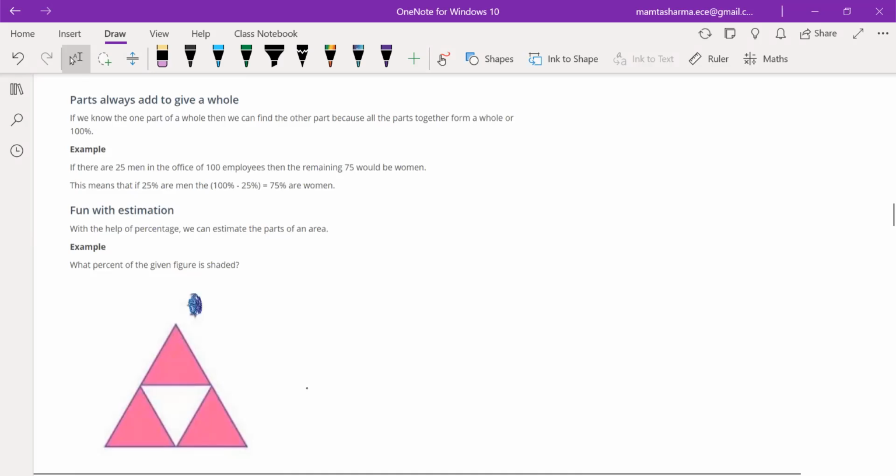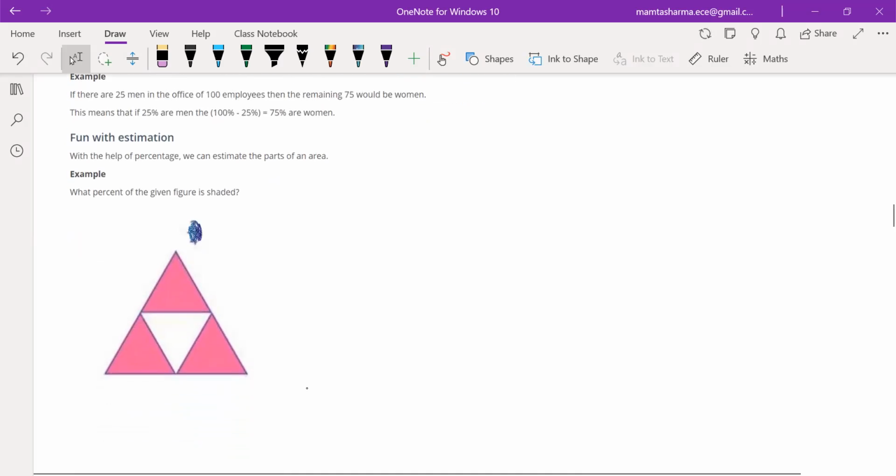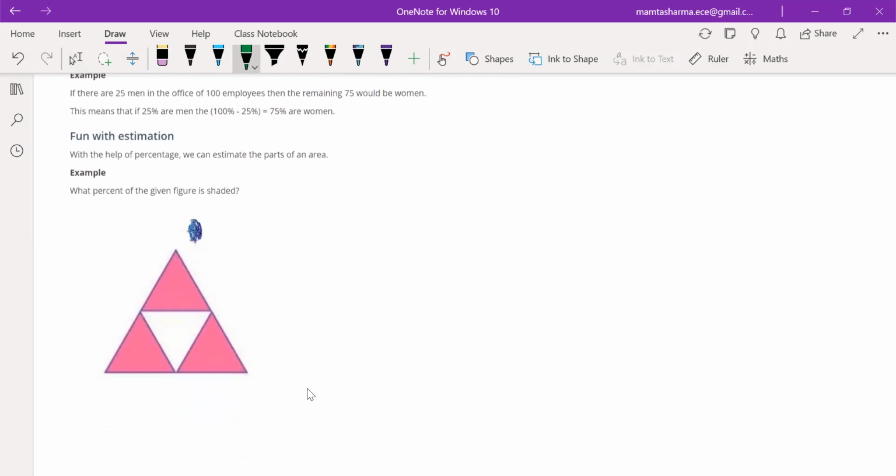Now see, the parts always add to give a whole. Can you see this triangle? How many total triangles have been drawn inside this bigger triangle? Inside this bigger triangle, there are 4 triangles. Don't count the outer triangle. So the total number of small triangles is 4.